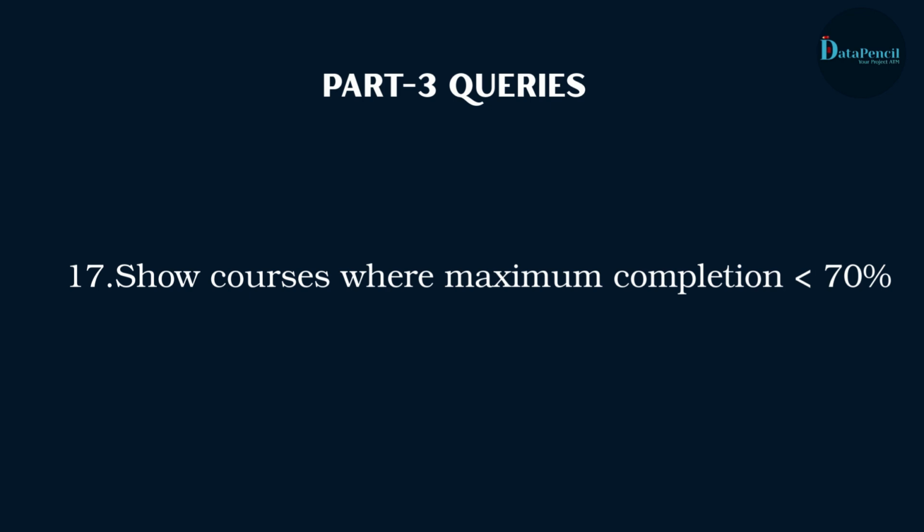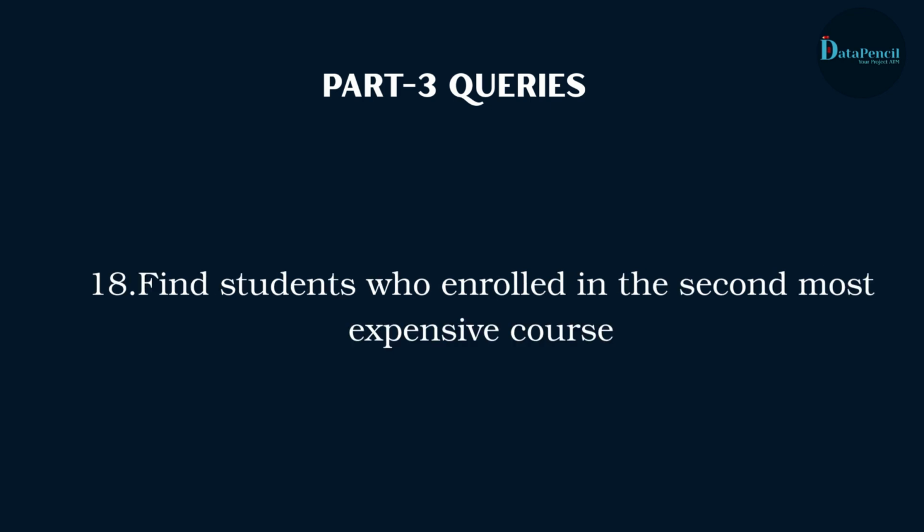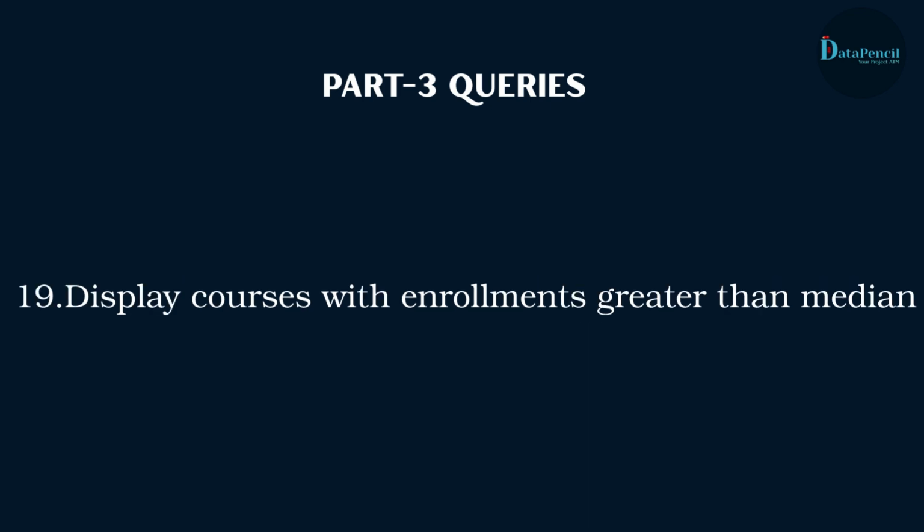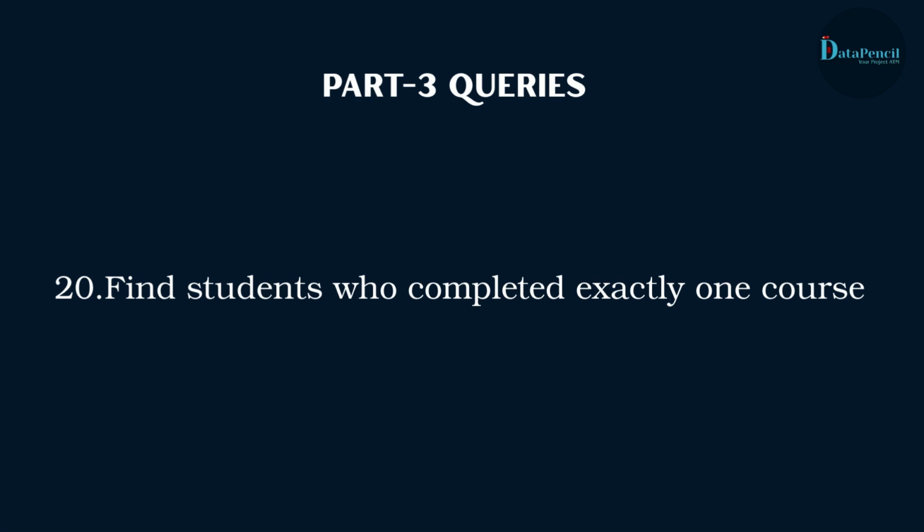Okay. Query 18. Find students who enrolled in the second most expensive course. Query 19. Display courses with enrollments greater than median. Query 20, and this is the last query. Find students who completed exactly one course.